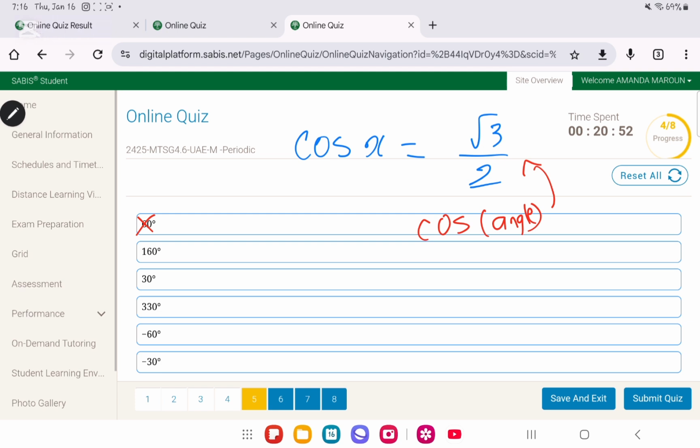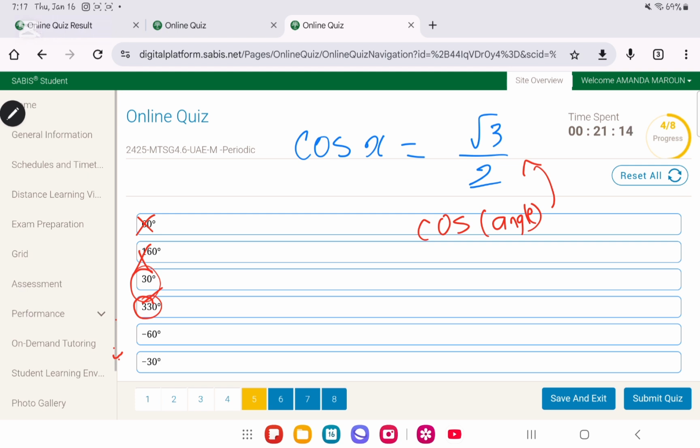We don't choose it. Cosine 160 is minus 0.93. So we're not going to choose it. Cosine 30 is radical 3 over 2. So we are going to choose cosine of 30. Cosine of 330 is radical 3 over 2. So we are going to choose it.